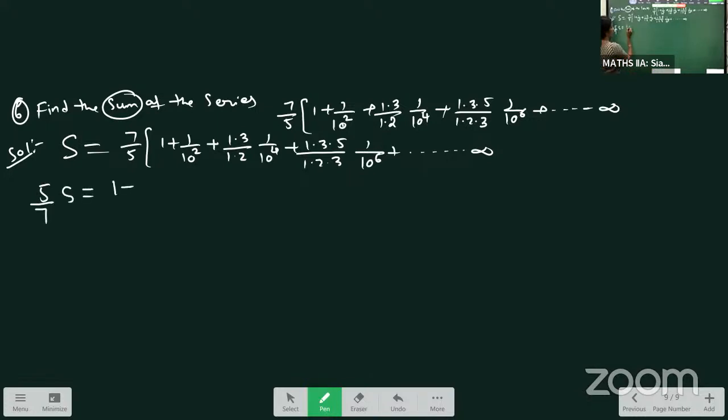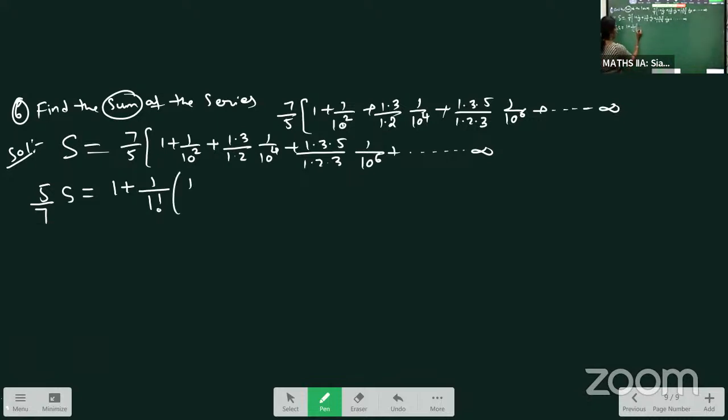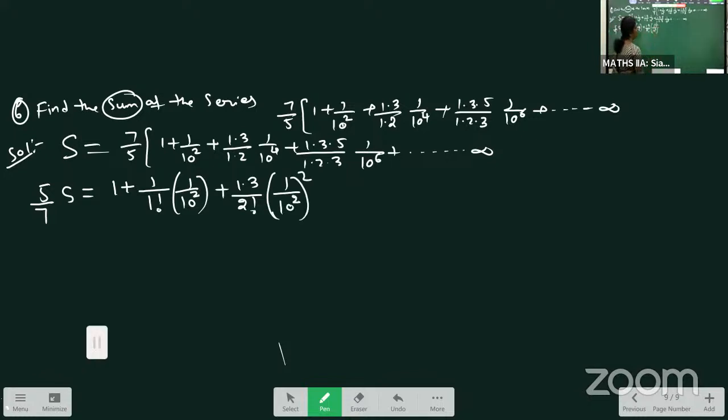First term is 1 plus, for the second term, what do we need? 1 by 1 factorial we need, right? It is not there, so we can take 1 factorial, and inside the bracket, whatever the term is there, that is 1 by 10 square. Next term, 1 into 3 by 1 into 2, directly we can write it as 2 factorial, and 1 by 10 power 4 can be written as a multiple of the first term, 1 by 10 square, because 2 to the 4. Next, 1 into 3 into 5 by 1 into 2 into 3 is 3 factorial. This can be written as 1 by 10 square whole cube plus so on.